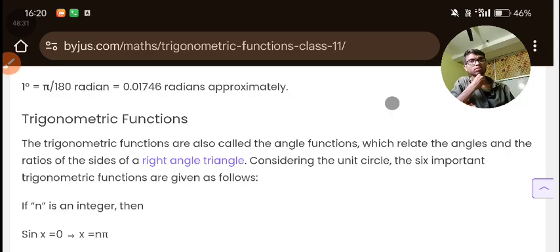Trigonometric functions. The trigonometric functions are also called the angle functions, which relate the angles and the ratios of the sides of the right angle triangle, considering the unit circle. The 6 important trigonometric functions are given as follows.